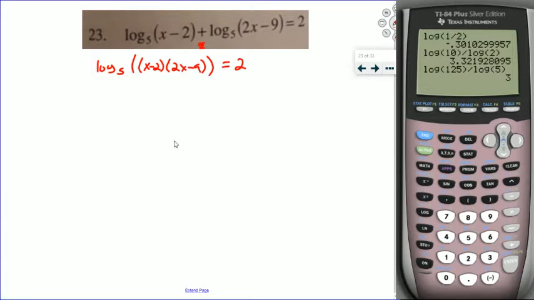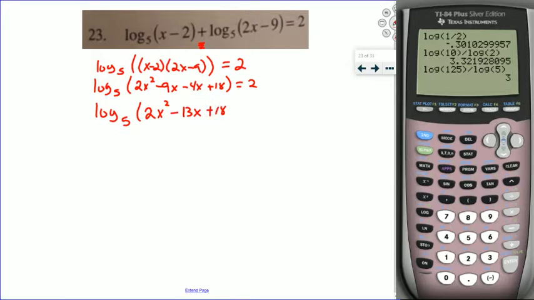So when we distribute in here, we're going to get logarithm of 5 times x times 2x gives us 2x squared. X times negative 9 gives us negative 9x. Negative 2 times 2x is negative 4x. Negative 2 times negative 9 is positive 18. So that's our distribution, equals 2. And then let's combine like terms. So we have logarithm of 5 times 2x squared, negative 9x minus 4 more x's is negative 13x, plus 18 equals 2.